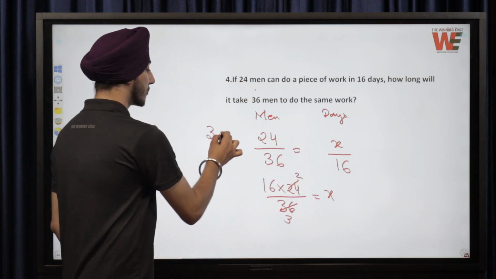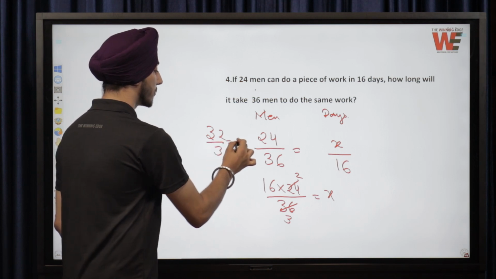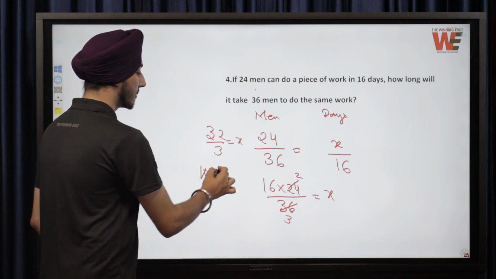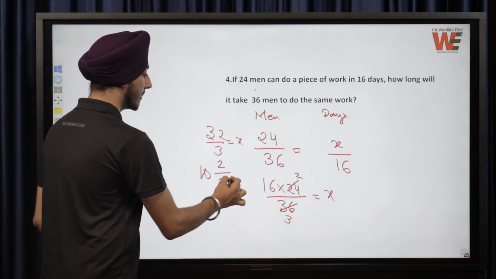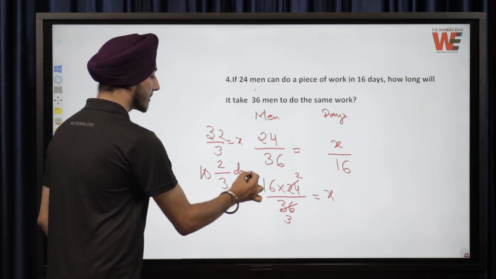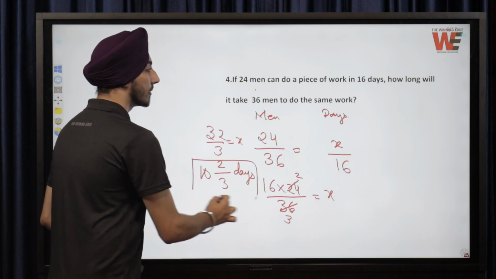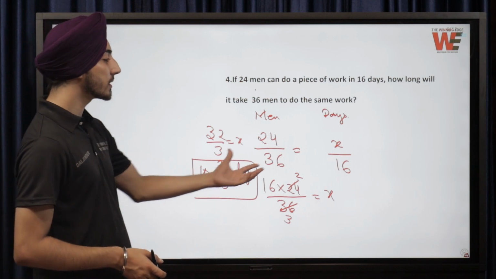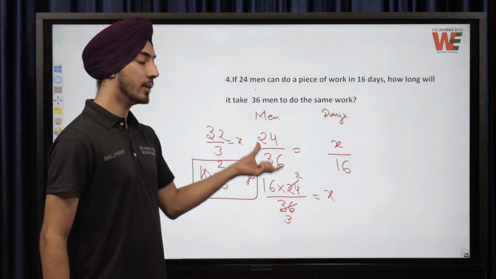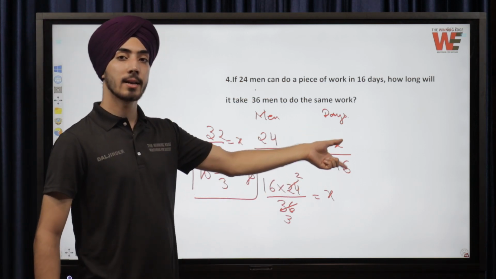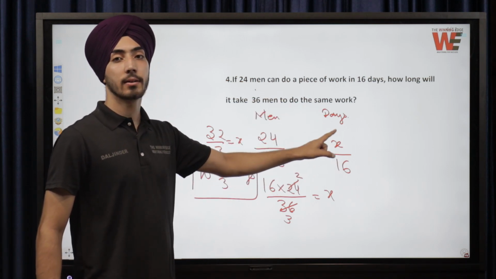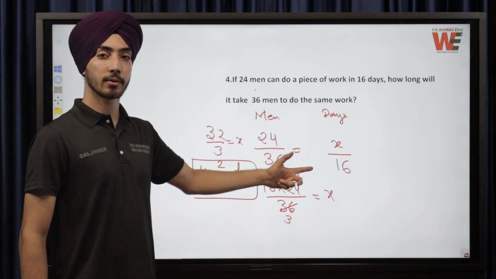You get 32 by 3 equals X, which means how much? 3 tens is 30. 2 is the remainder and 3 was the divisor. So 10 2 by 3 days is the time that 36 men will take to do this work. I hope you have understood this. A very simple one-step question. Just make the ratio between same quantities, and whenever it is work and time, you make sure that you write down the ratio in inverse form, that is in the reciprocal form.